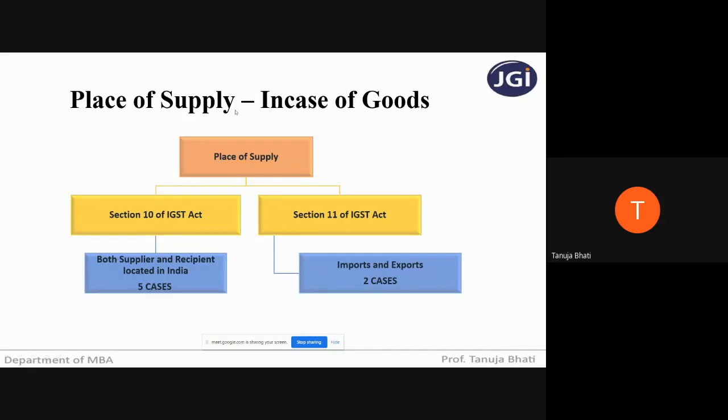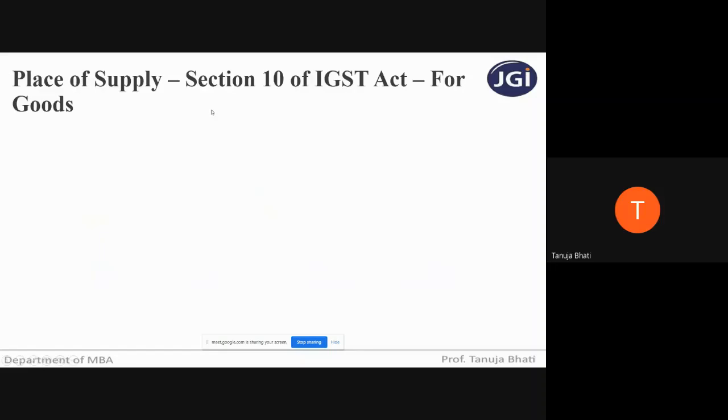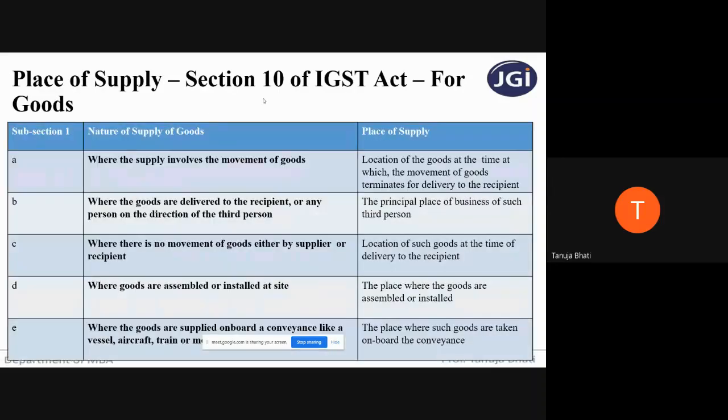So once again, I repeat, place of supply in case of goods is covered under section 10 and section 11. You have to apply section 10 where both supplier and recipient are located in India. We have 5 cases which we are going to see ahead. And section 11 is when either the supplier or the recipient is located outside India, where we have to check in 2 cases. So you have to just apply the provisions and then you can determine what is the place of supply. So let us see section 10 of IGST Act for goods, because I'm specifically telling that today I'm dealing with place of supply of goods only.